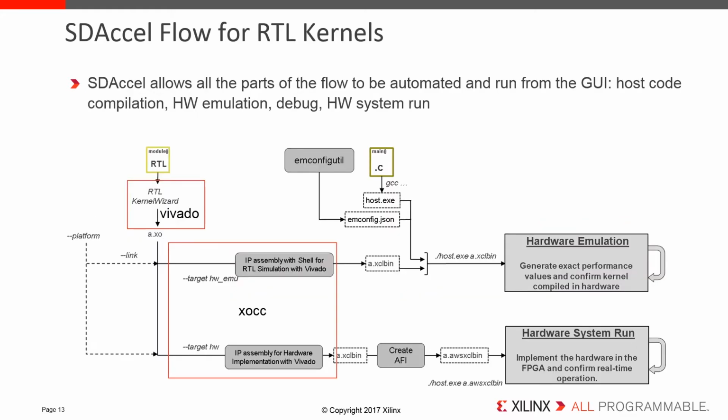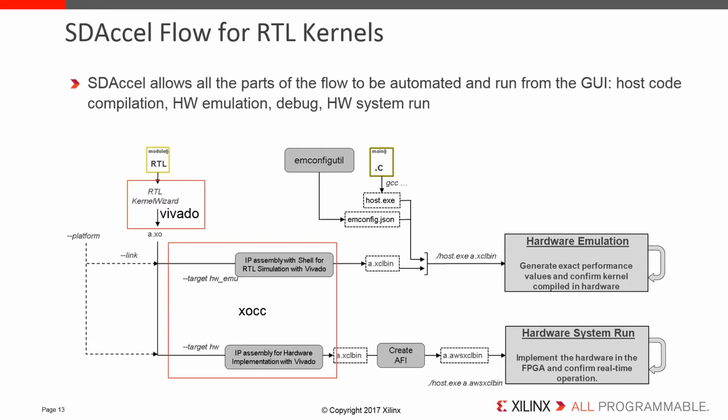This diagram shows an under-the-hood view of how the RTL kernels are compiled in the SDAccel environment. RTL designs are first compiled into a Xilinx object file, or XO, using the RTL kernel wizard. The XOCC compiler takes the compiled kernels and the target platform definition to assemble the design. If hardware emulation is desired, the emconfigutil utility is used with the host code to create an emulation executable. If the target is to run on the FPGA, the XOCC compiler compiles the kernels into an FPGA bitstream.